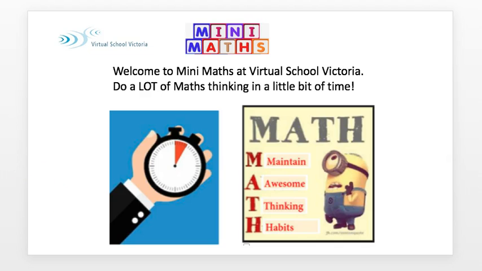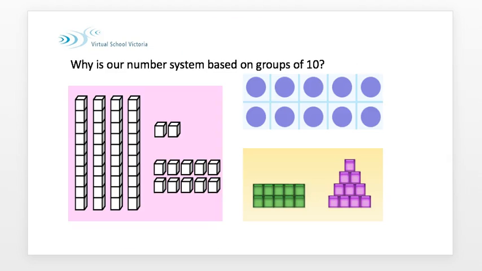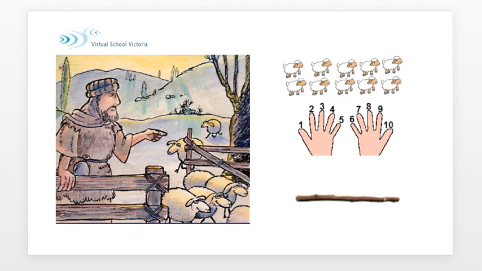We do a lot of maths thinking in a little bit of time. Today's big idea is, where have our numbers come from, and why is our number system based on groups of 10? Here you can see different ways of organising 10 objects.